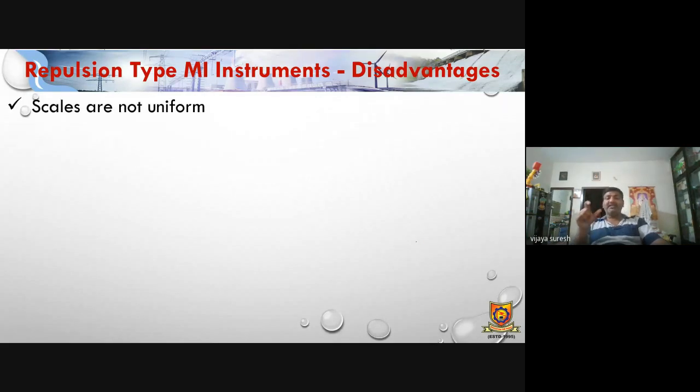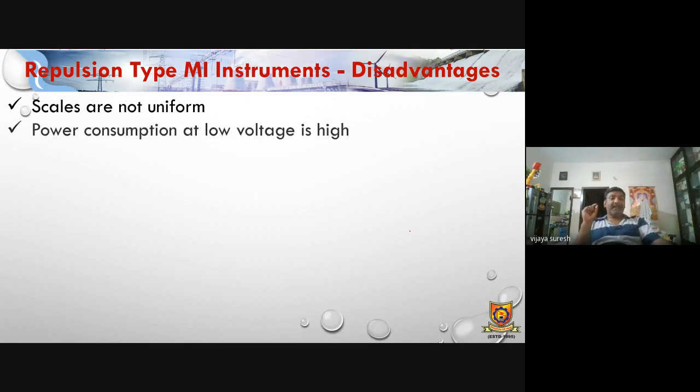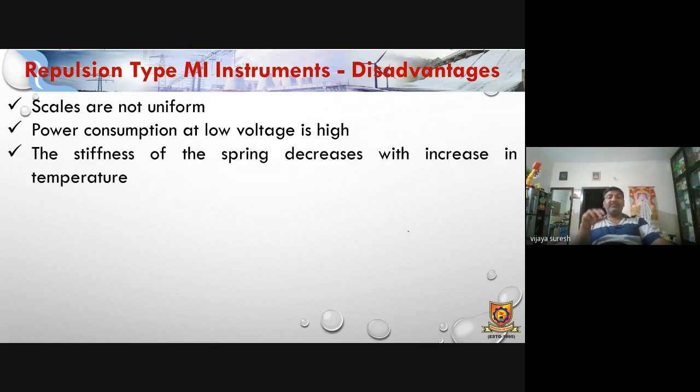The disadvantages: scales are not uniform, as I have already said, it has a cramped or compressed scale. The power consumption at low voltage is high because it stores a certain amount of energy in the coil. The stiffness of the spring decreases with the increase in temperature. We are using a spring control, so the spring stiffness changes with the change in temperature.